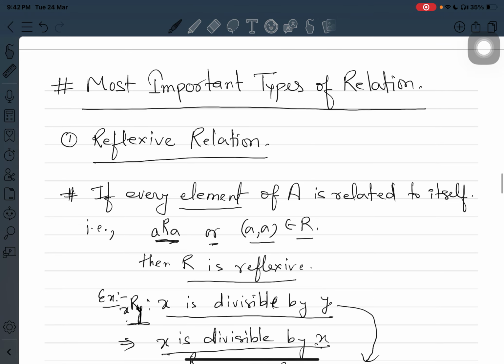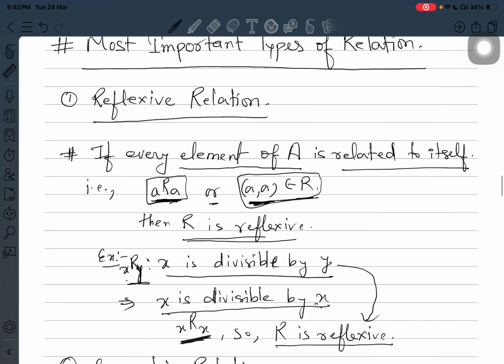If every element of A is related to itself, like (A, A) should be visible in R. So A related to A, also written as (A, A) belongs to R. Then we will be able to say that R is a reflexive relation.